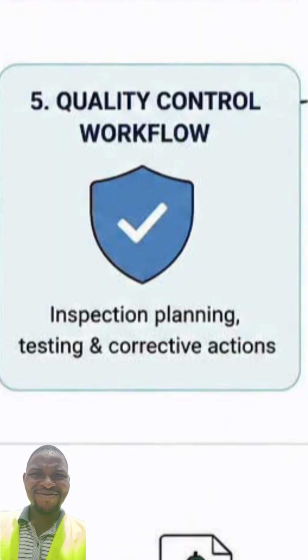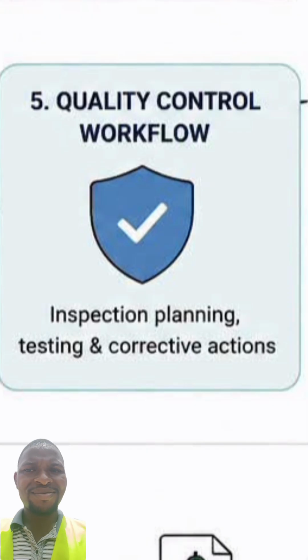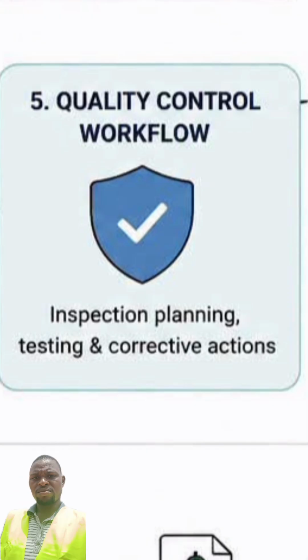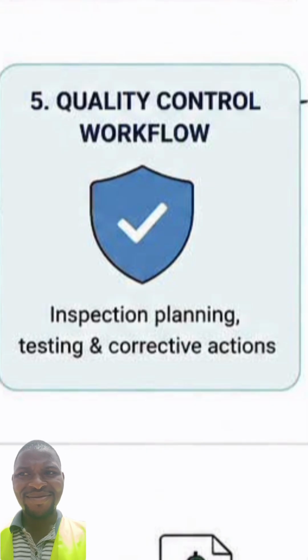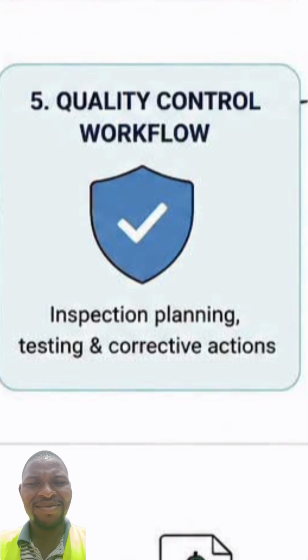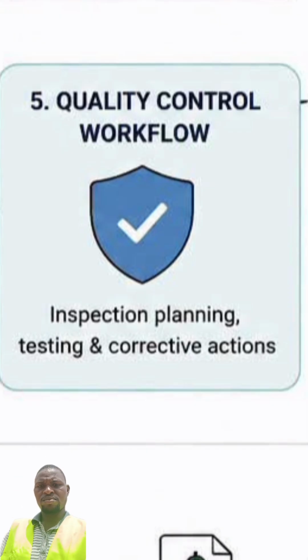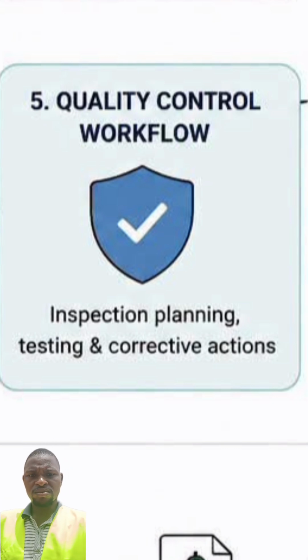Yeah, the next point to look out for is quality control workflow. So quality control is very, very important in your construction process. So you first of all do inspection planning. That means you do inspection, then you also do planning along with your inspection. Then you do testing, because testing is very, very important. You have different tests, you understand. So you ensure those tests are in line with the standards that have been given.